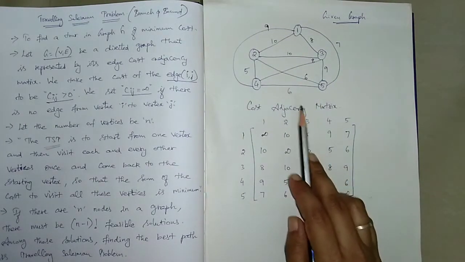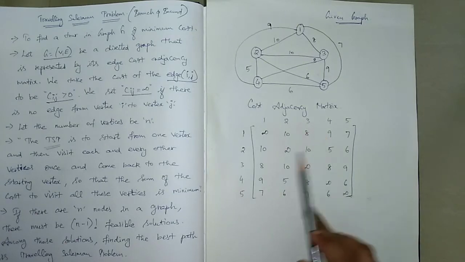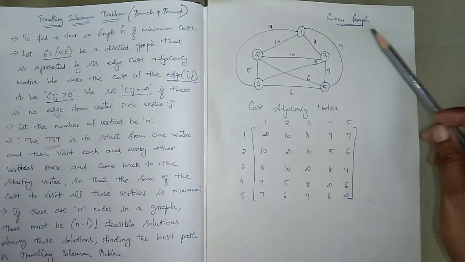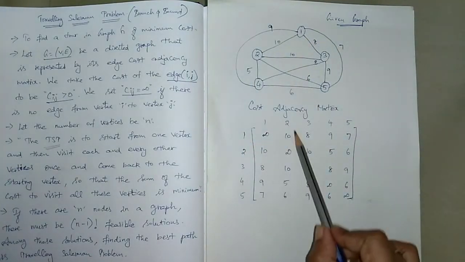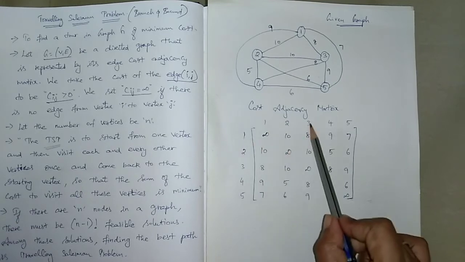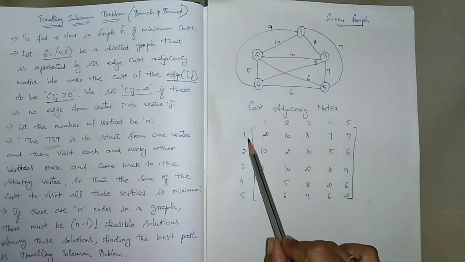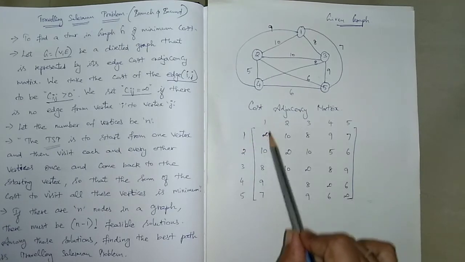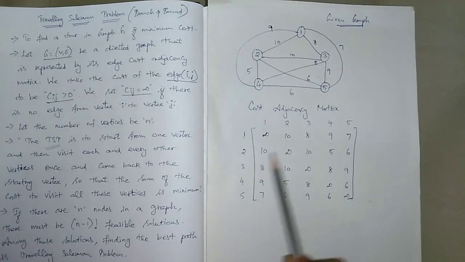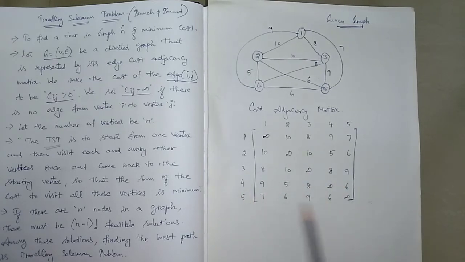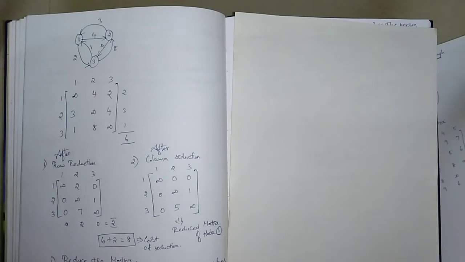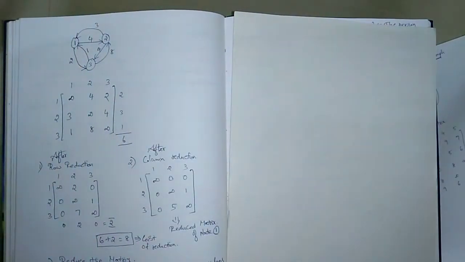Consider this graph. Its corresponding cost adjacency matrix is given here. The cost from vertex 1 to vertex 2 is 10, vertex 1 to 3 is 8, and so on. And the cost from 1 to itself is said to be infinity. The same way, 2 to 2 is infinity, 3 to 3 is infinity, 4 to 4 is infinity, and 5 to 5 is infinity, and all other remaining costs are filled in their corresponding index positions. So we will be considering this.